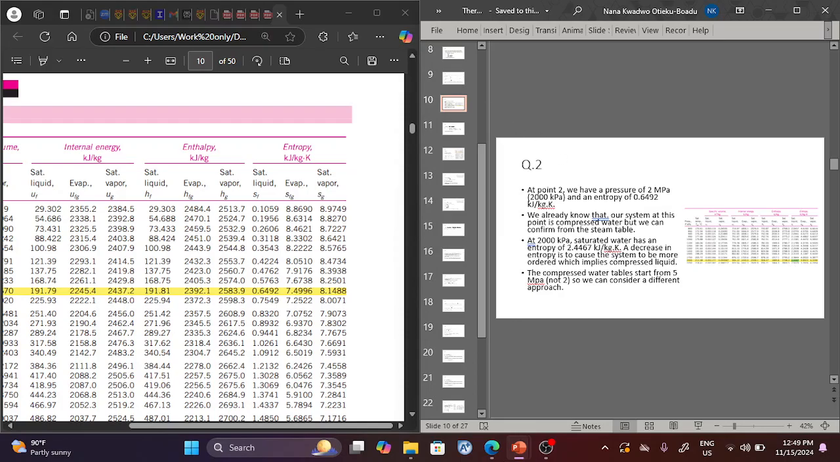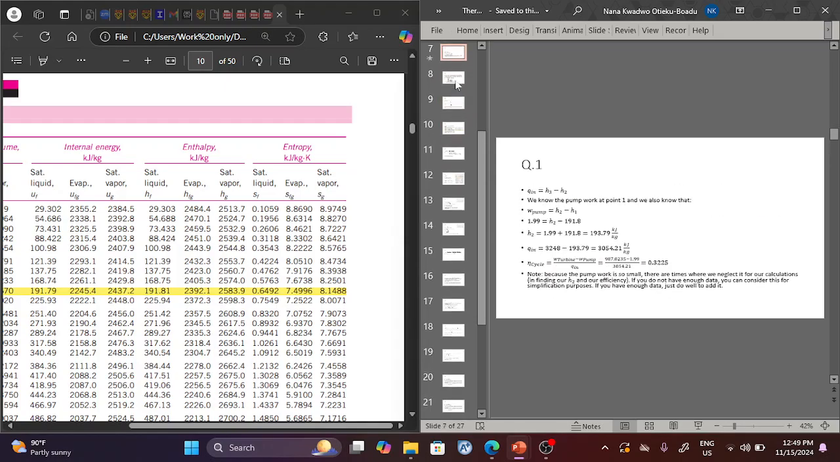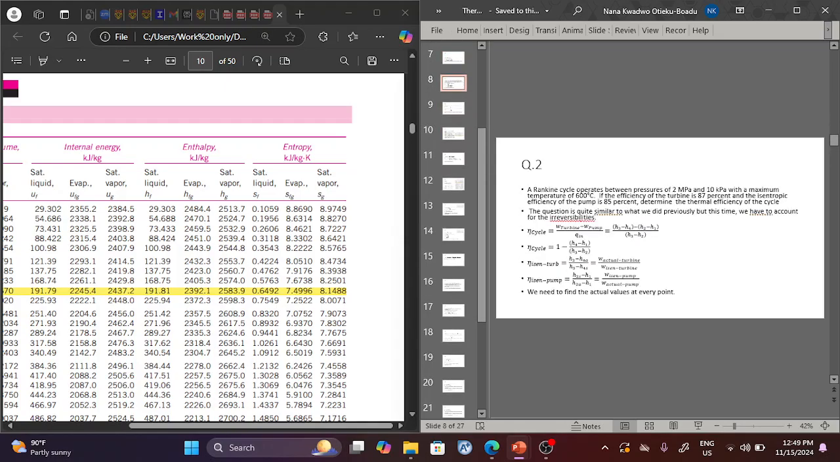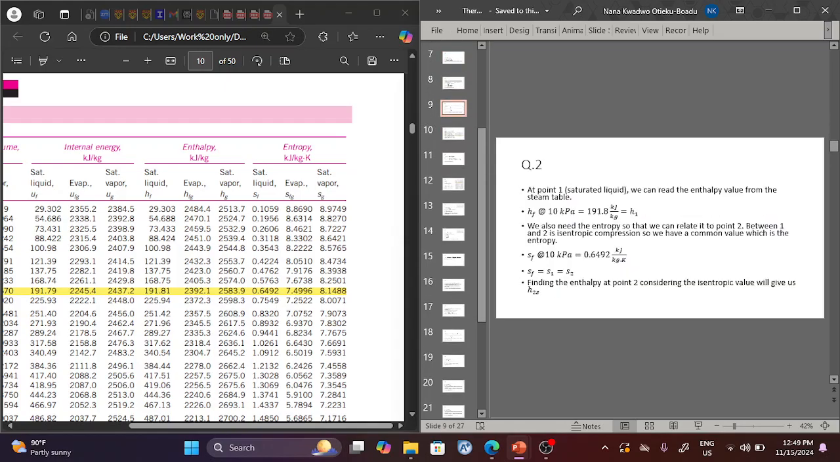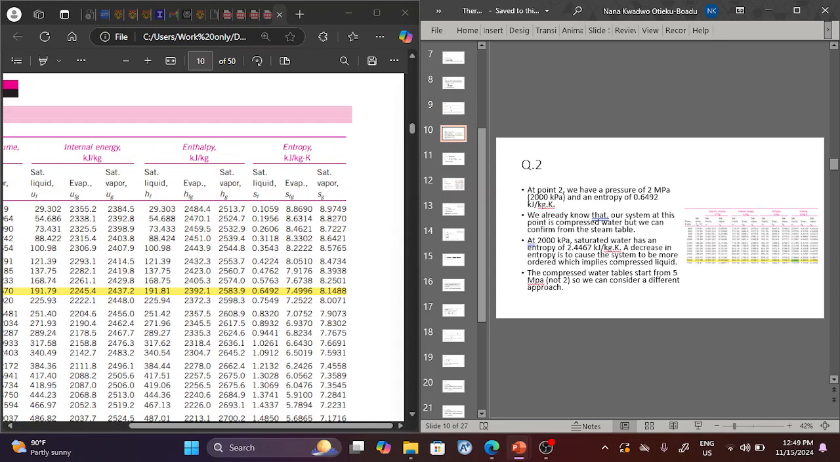Then at point 2, the pressure there is now 2 megapascal from the question. We're told that the upper pressure, the higher pressure, is 2 megapascal. So that's from 2.2 and point 3. So we know the entropy, we know the pressure. So we check our steam tables to see if we find something like that.